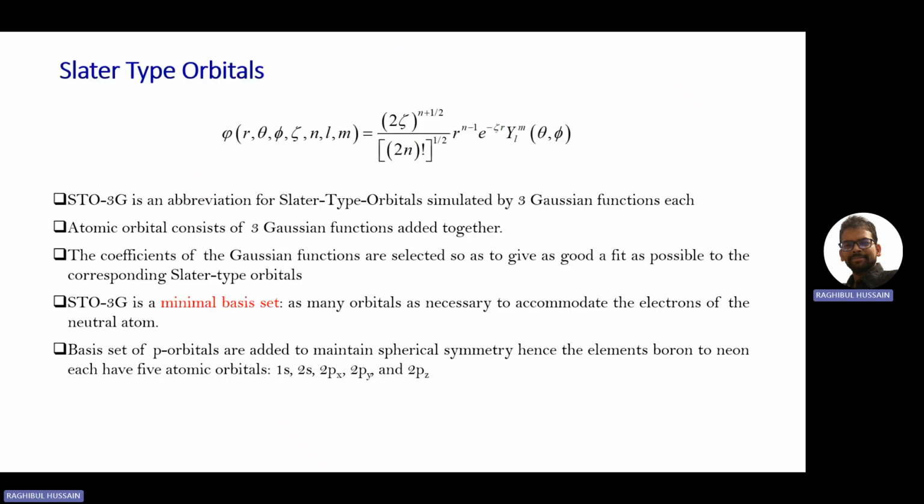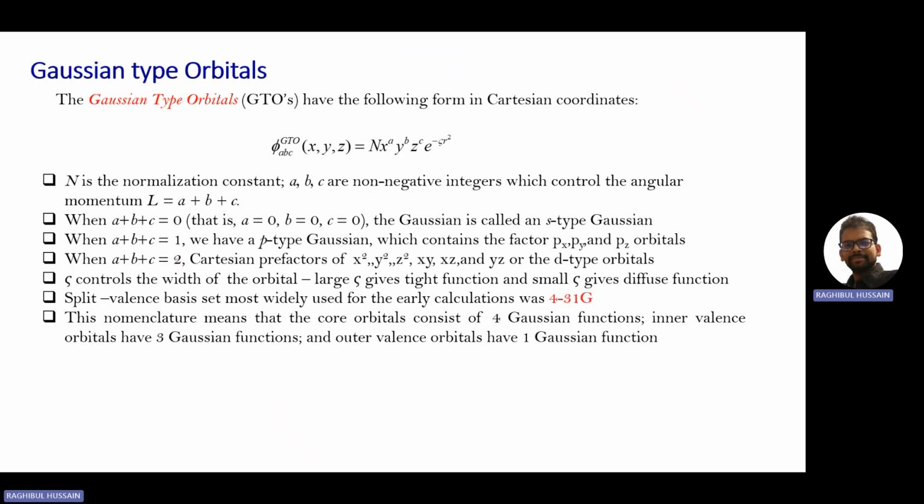the exchange operator. Slater type orbitals have already been taught. Gaussian type orbitals, because we are working with Gaussian, that's why we are using Gaussian type orbitals. The Gaussian type orbitals are of this form: x to the power of a, y to the power of b, and z to the power of c.